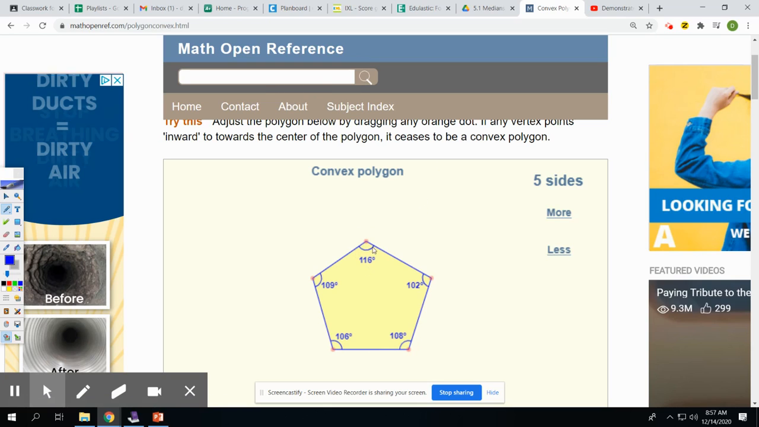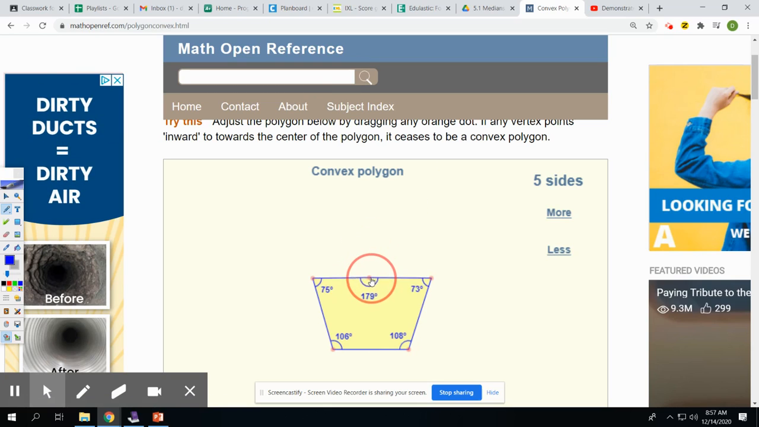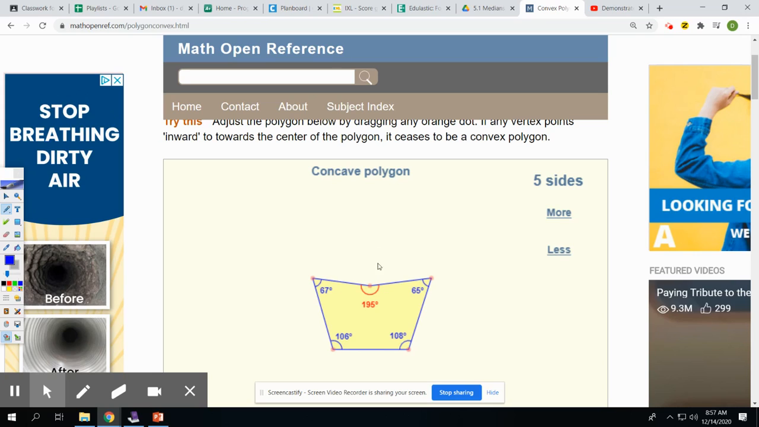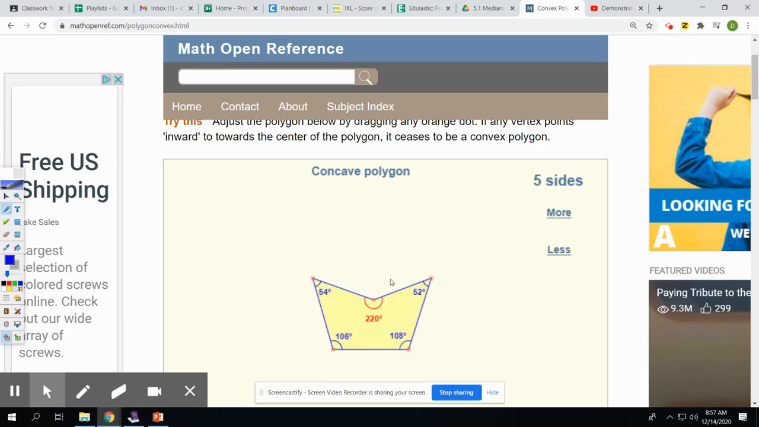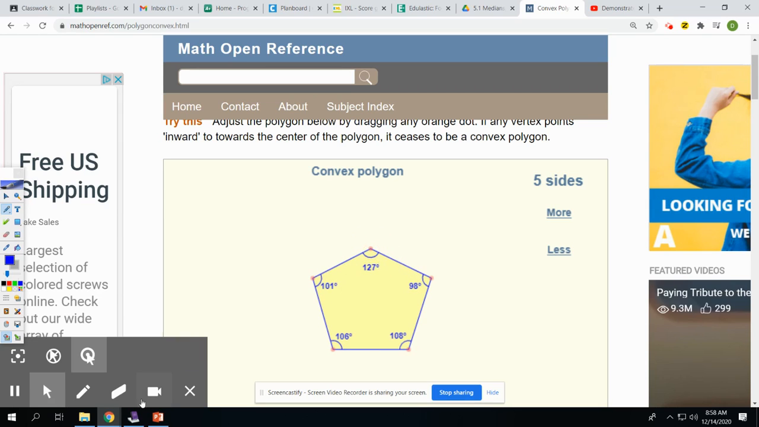As you see, when I bring this down and I make this angle over 180 degrees, that's going to be a concave polygon. So I like to kind of remember it. Whenever our angle is more than 180, it looks kind of like the polygon is caving in on itself. So that's how I remember that this is concave anytime it's greater than 180. As you see, as I bring it back below 180, it goes back to a convex polygon.